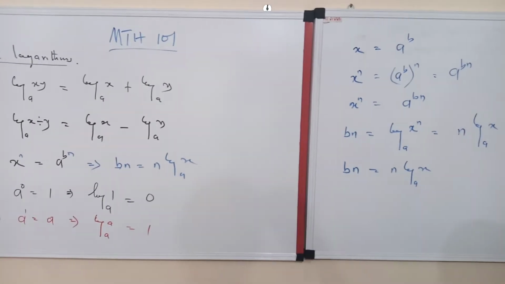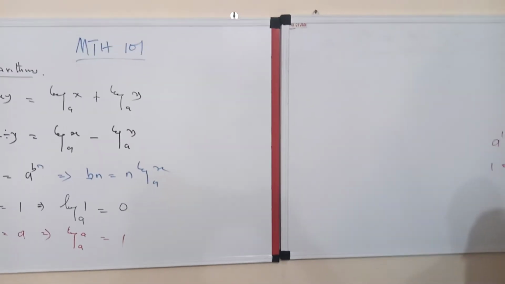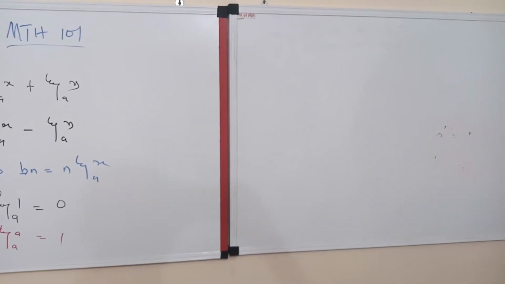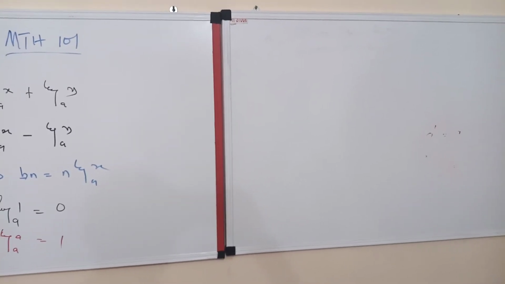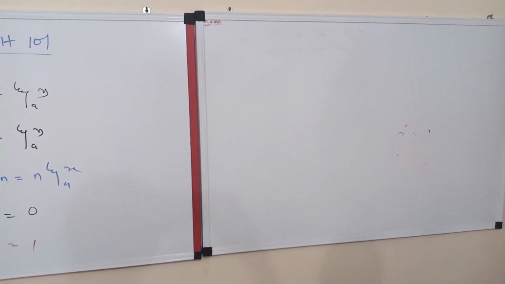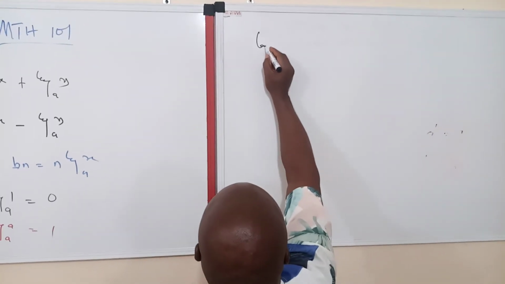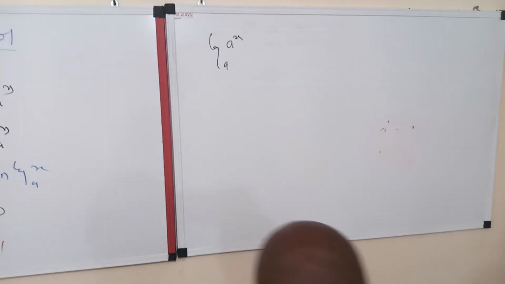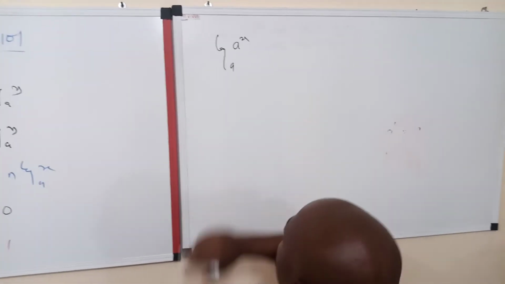Let's consider another case, say case 6. In case 6, let's say we have the log in base A of A to the power x. If we have this kind of expression, what do we do?